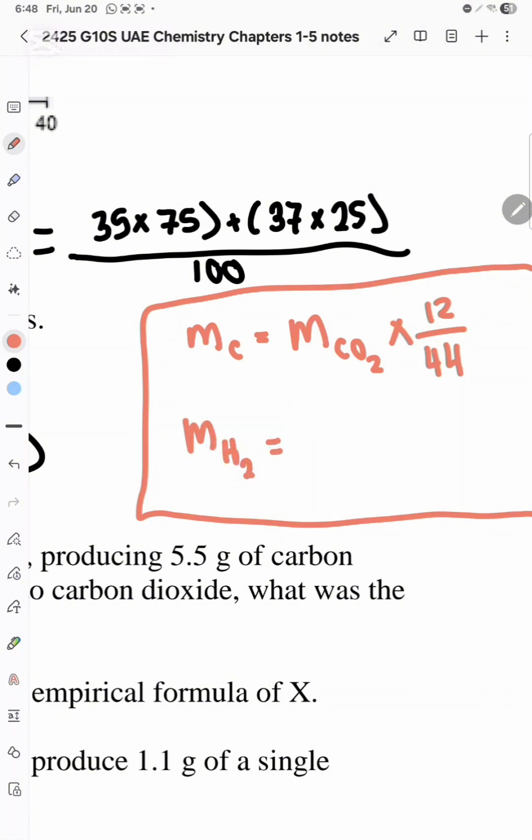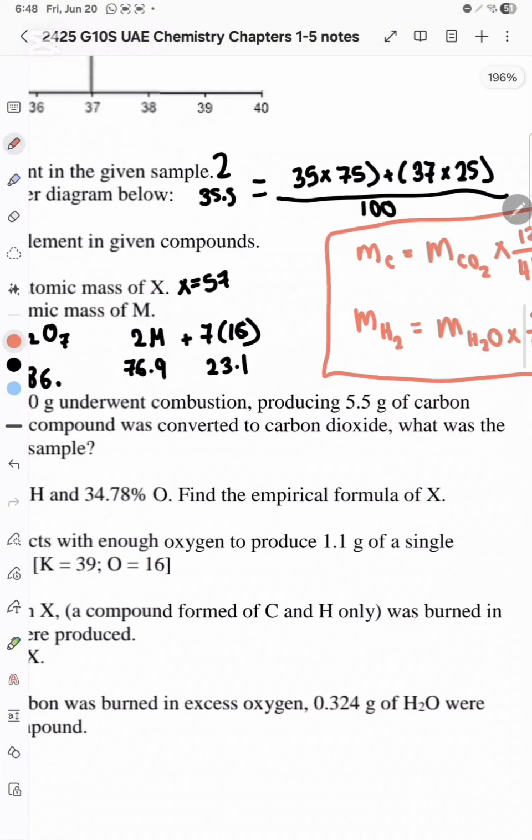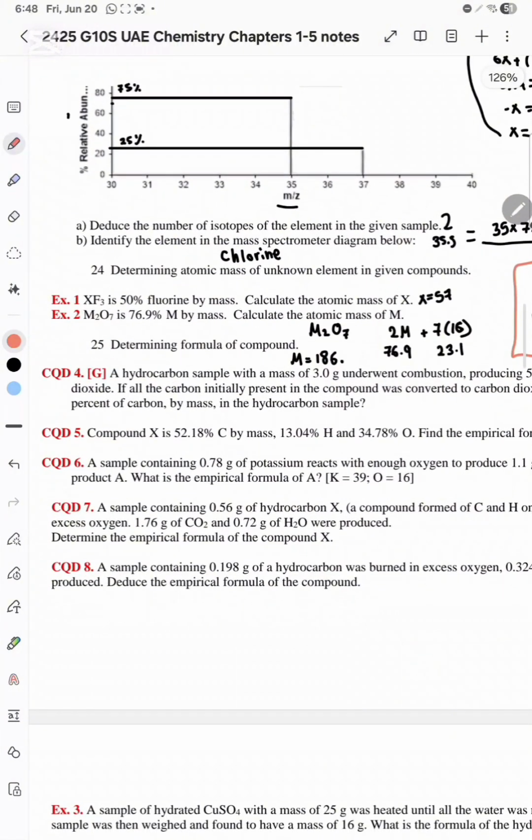And for water, it's the same thing. Mass of hydrogen equals mass of H2O times 2 over 18. So we need to memorize these 2 formulas only for this part.